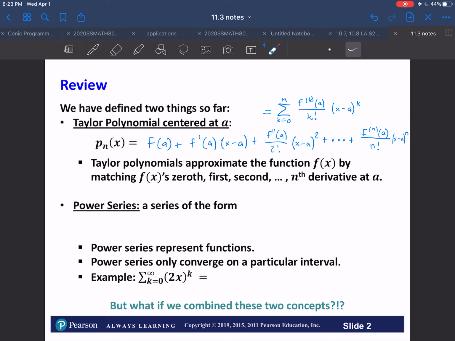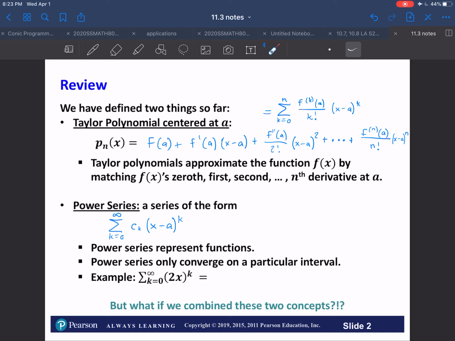Okay? The thing that we learned in section 11.2 was that a power series is defined to be a series of the form sum from k equals 0 to infinity, an infinite sum, of c_k times x minus a to the k power. The reason we call this a power series is because it has powers of x minus a, an infinite sum of powers of x minus a. We discovered that a power series represent functions.